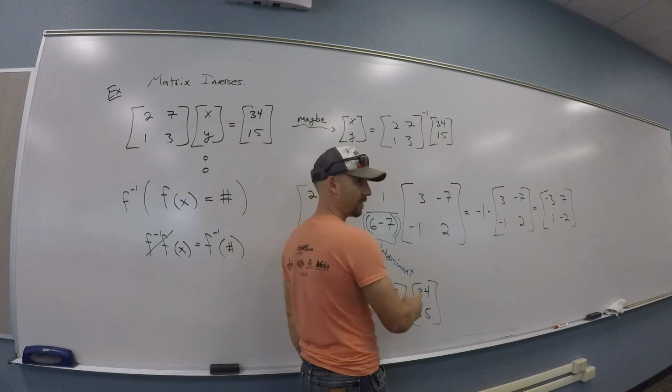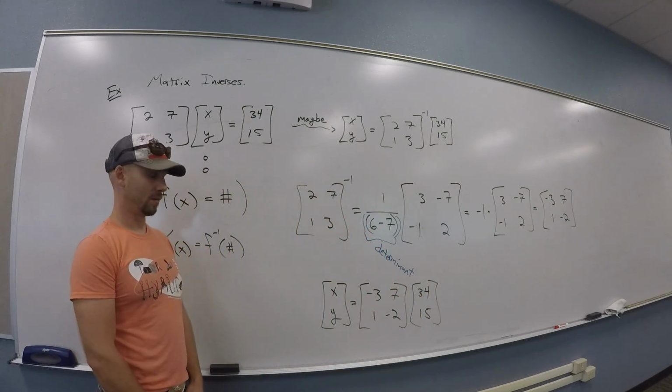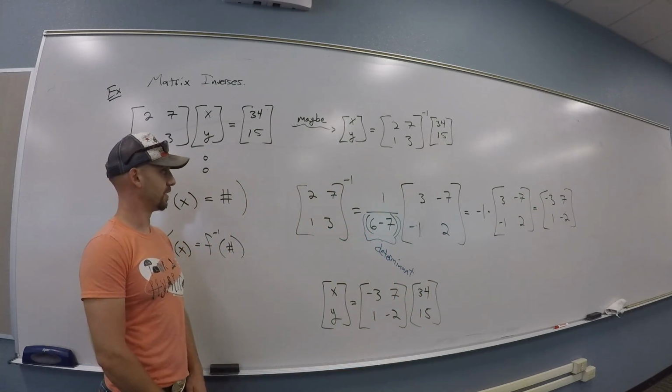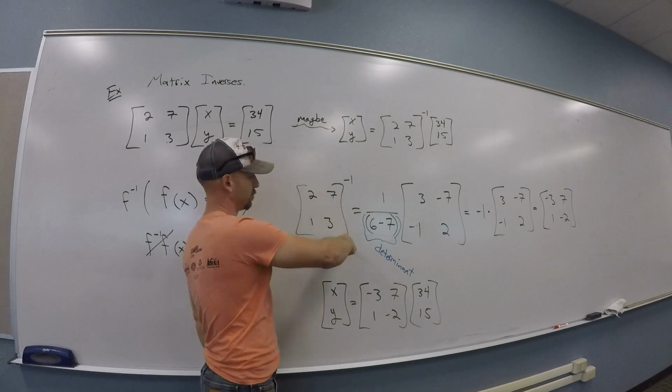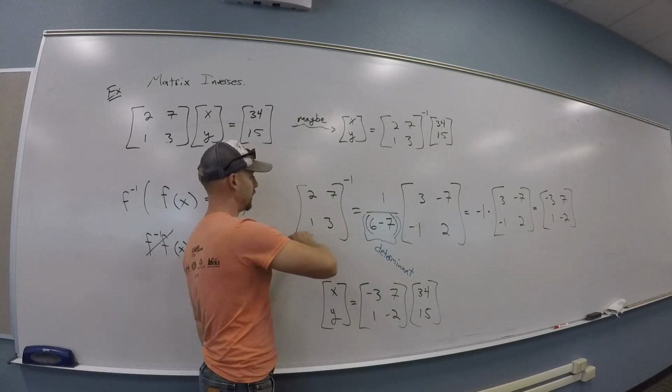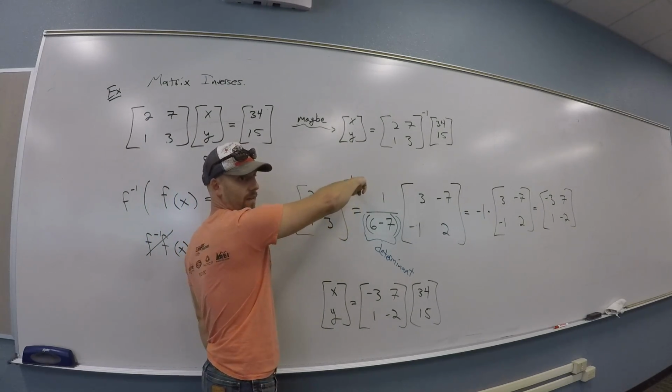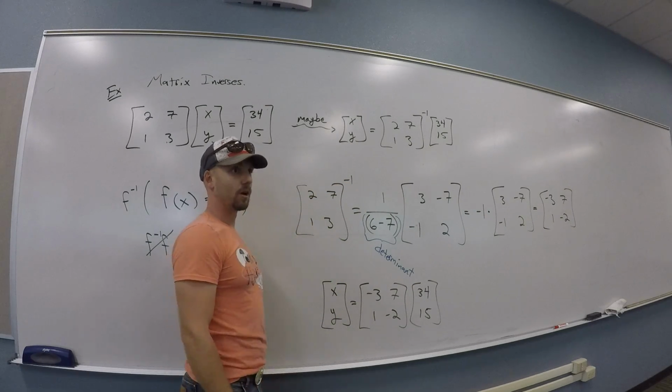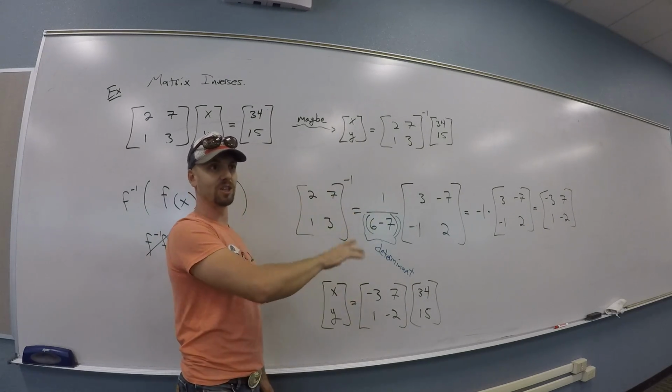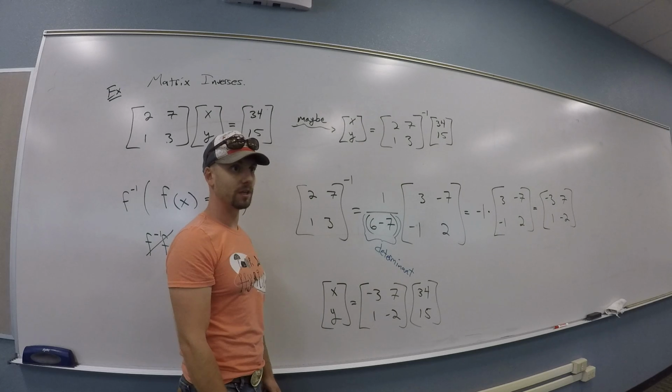I have a question. Where'd you get the 6 minus 7 from? Where did I get the 6 minus 7? I did 2 times 3 minus 1 times 7. Oh, okay. I'll write this formula down with letters in it so you can get the general thing at some point here.